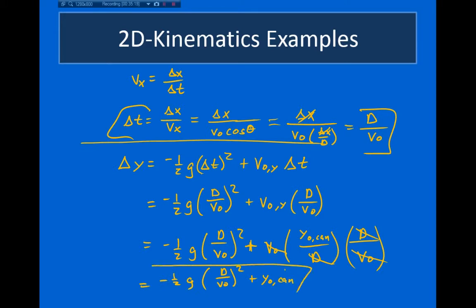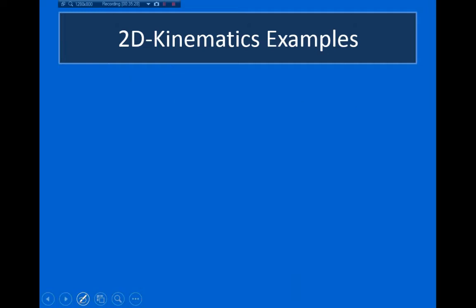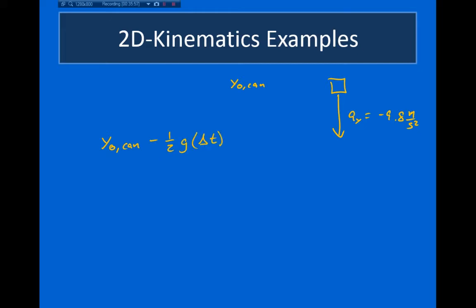And some of you may already be able to see that this is going to be the height of the can after it's fallen this amount of time, okay? But let's just go ahead and show that on the next slide here. So the can's starting out at some initial height, y can, and it's going to drop down due to the acceleration due to gravity. So what is the height of the can? Well, the height of the can is going to be equal to its initial height minus the distance that it's fallen, 1/2 g delta t squared.